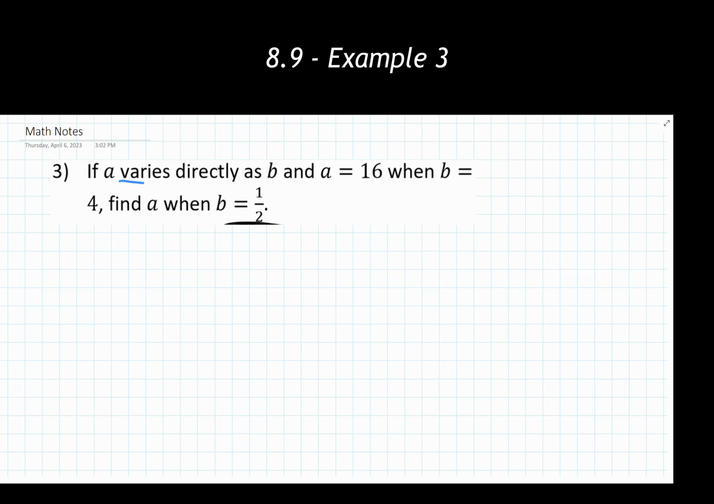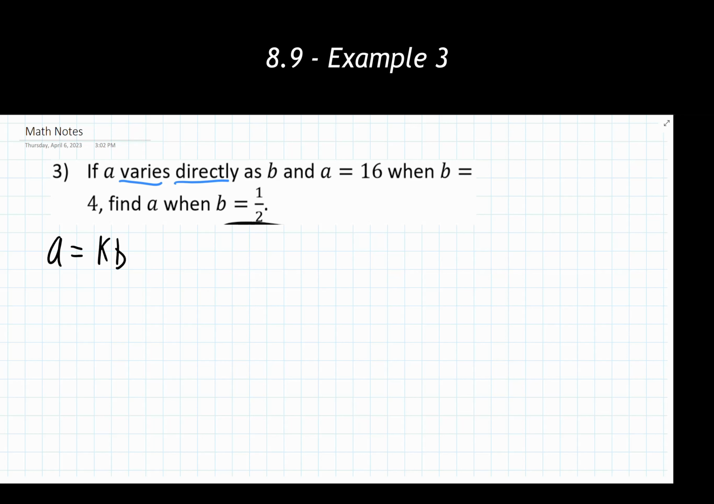We're told a varies directly as b. So let's start with that. That tells me I have direct variation. If I look back to my notes, I'm noticing I don't have y and x as my variables. I have a and b in here. So a mild adjustment to the original equation, and I'm getting a equals k times b. And again, that falls in line with our original starting thing that we have here.